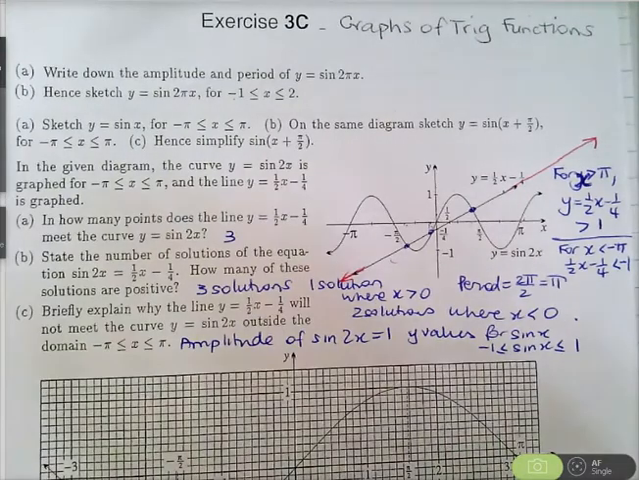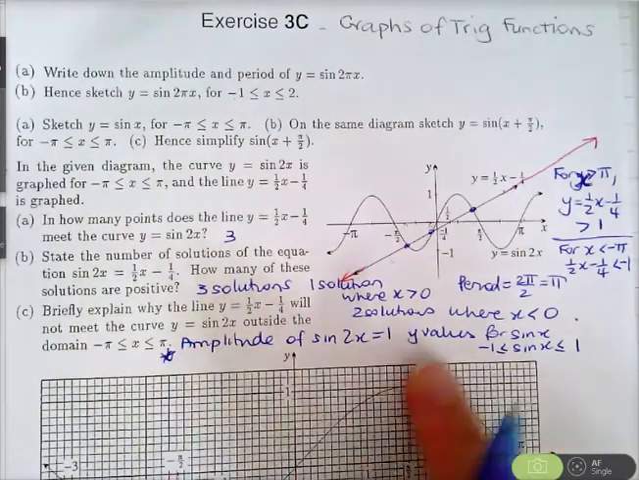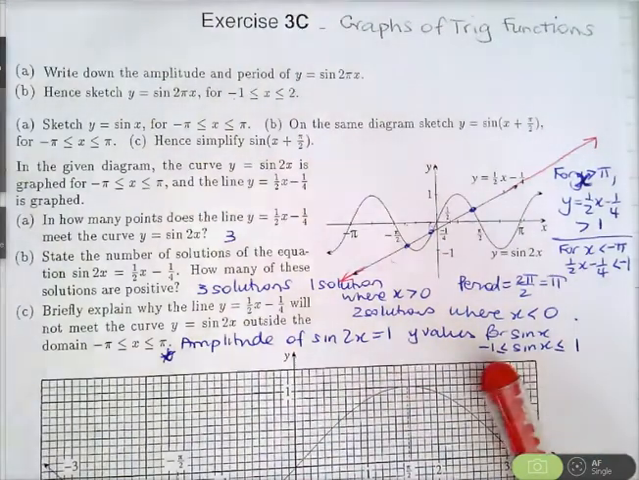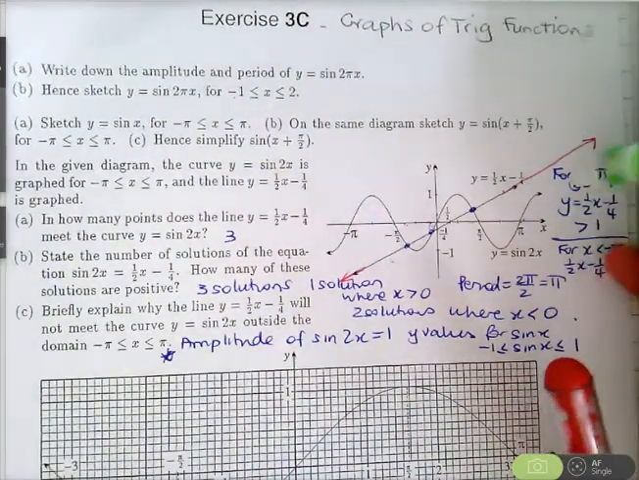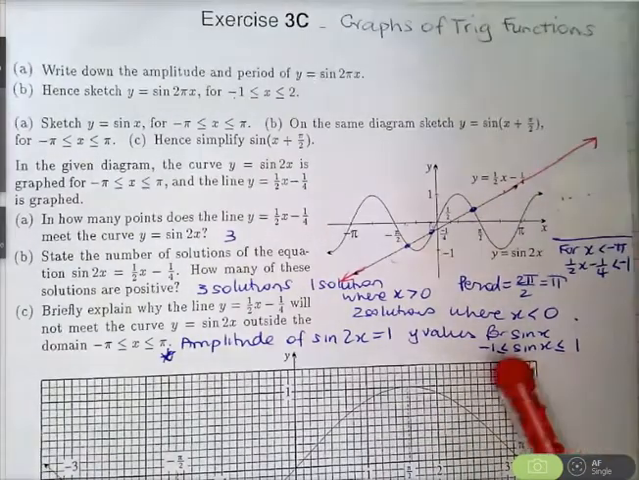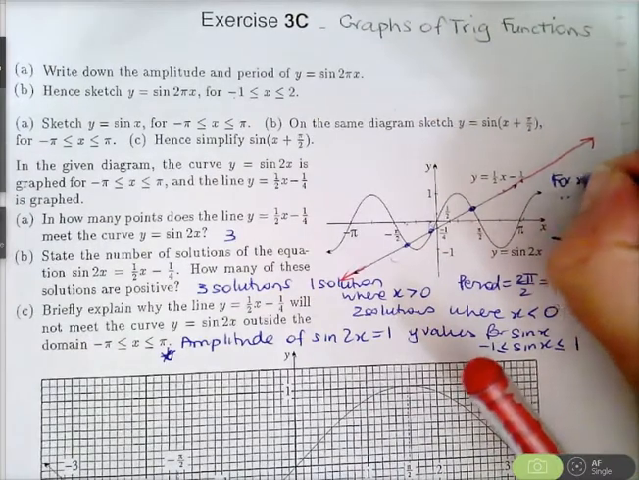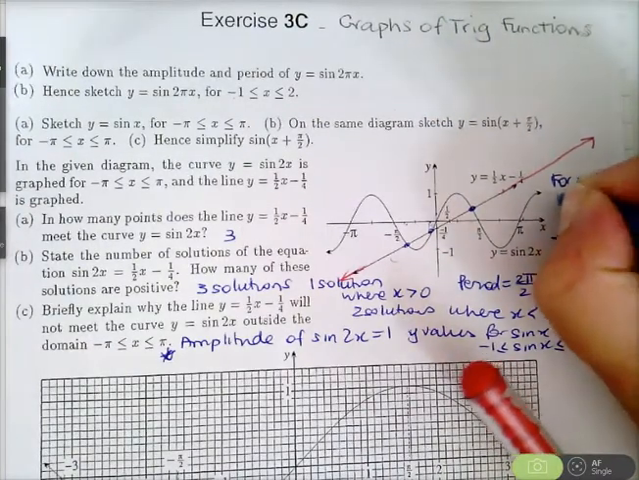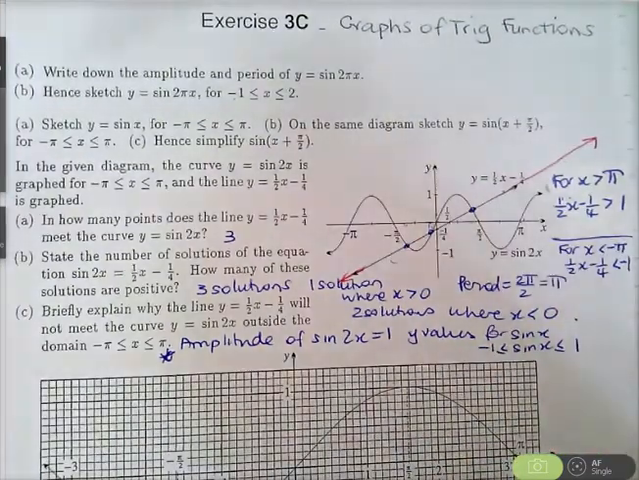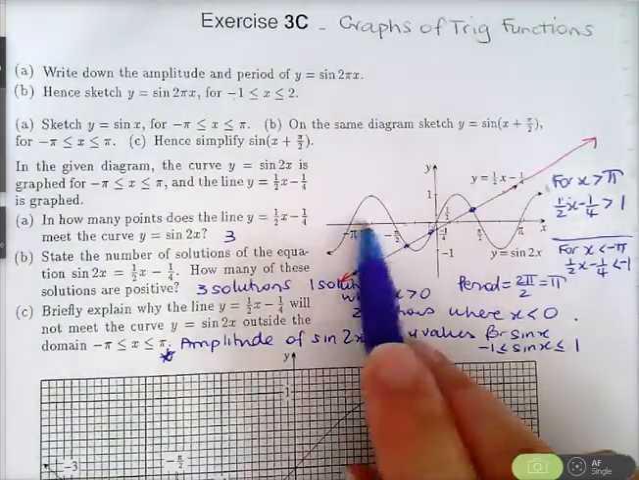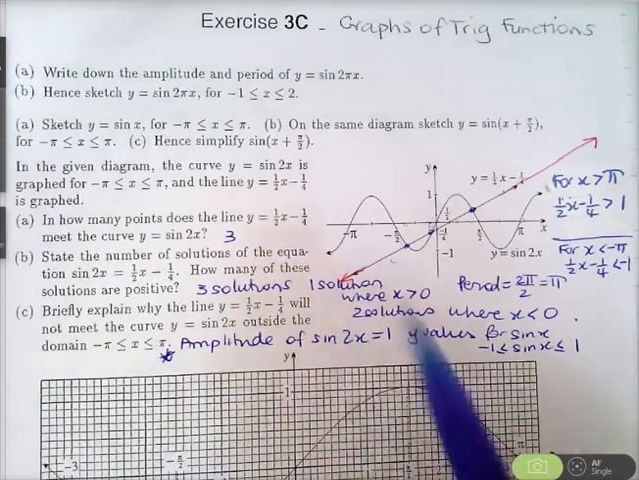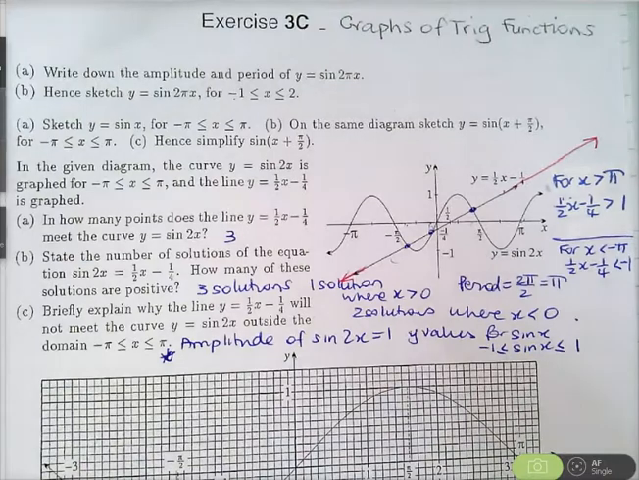Okay, so you need to talk about the amplitude just between negative 1 and 1, and for x values greater than pi, so I'll just redo that. For x greater than pi, the value of a half x minus a quarter will be greater than 1. And for x values less than negative pi, as we come down here, the y values for this straight line are less than negative 1. Hence the 2 graphs will never meet.